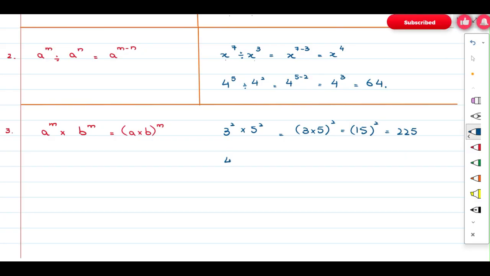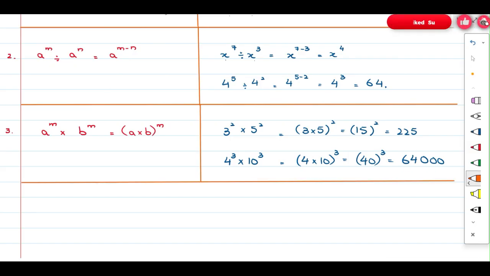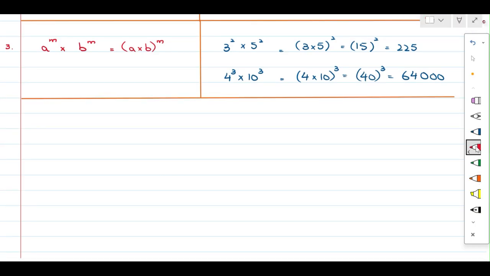Let's do another example. If I have 4 cubed multiplied by 10 cubed, the power is the same but the bases are different, so 4 times 10, which is 40, and take its whole cube, so 40 cubed. 4 cubed is 64, and for the zero you have to write down 0 three times because of this cube. So we have 64,000.